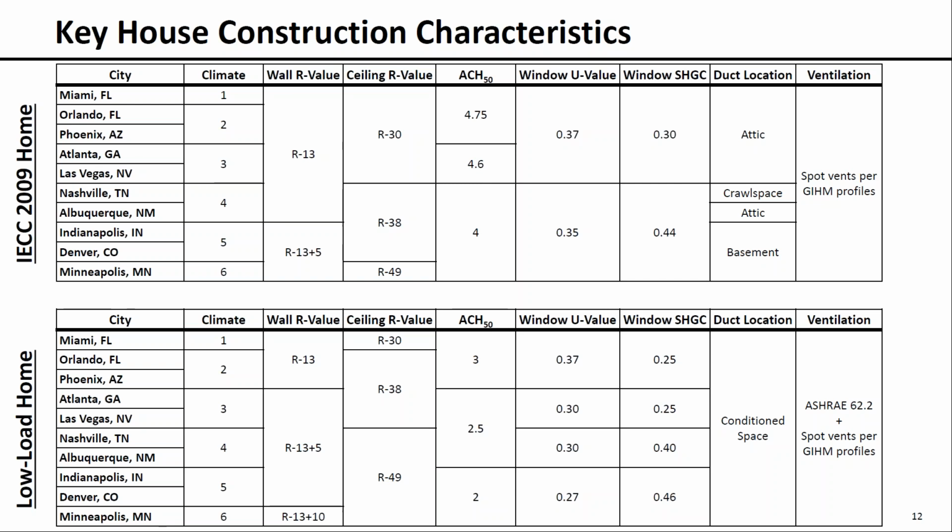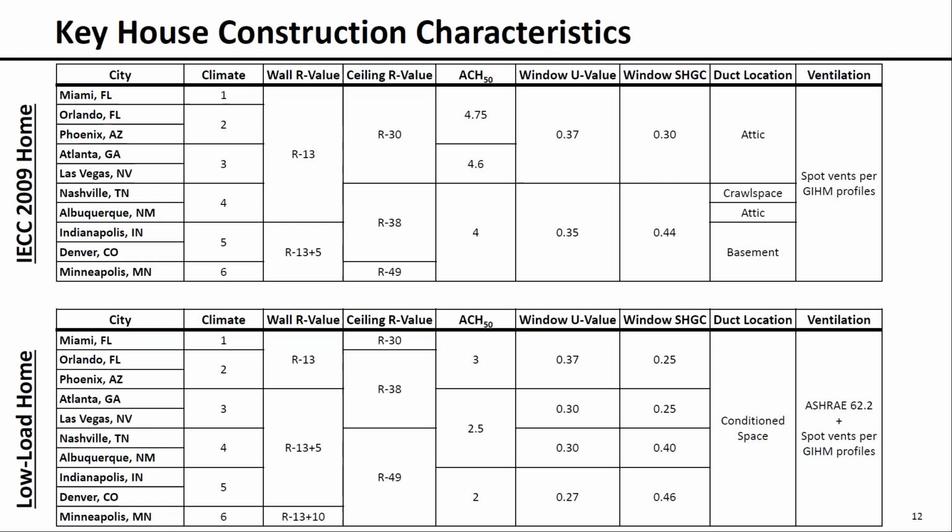The wall and ceiling insulation values are fairly straightforward. The ACH 50 values for the ICC home, there we relied on the DOE code field study results to determine those inputs. And like I said before, one of the major differences were the duct locations. That top table for the ICC home shows you what type of foundation types those homes had, where the homes in climate zones 1 through 3 were primarily slab on grade. The Nashville home had a crawl space, and then the Indianapolis, Denver, and Minneapolis homes had basements.